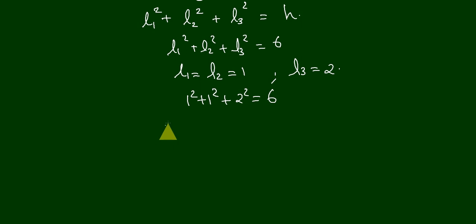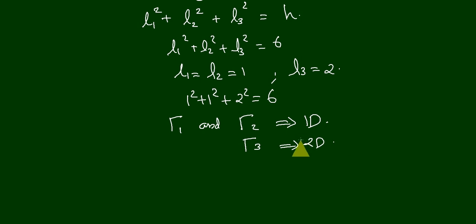So it means that gamma 1 and gamma 2 are one-dimensional representations, right? Because L1 is equal to L2 is equal to 1. One-dimensional representation, dimensions are 1. And at the same time, gamma 3 is a two-dimensional representation. That is what we can understand from here. Okay, so we have an indication of the dimensions of the irreducible representations in the C3v point group now.